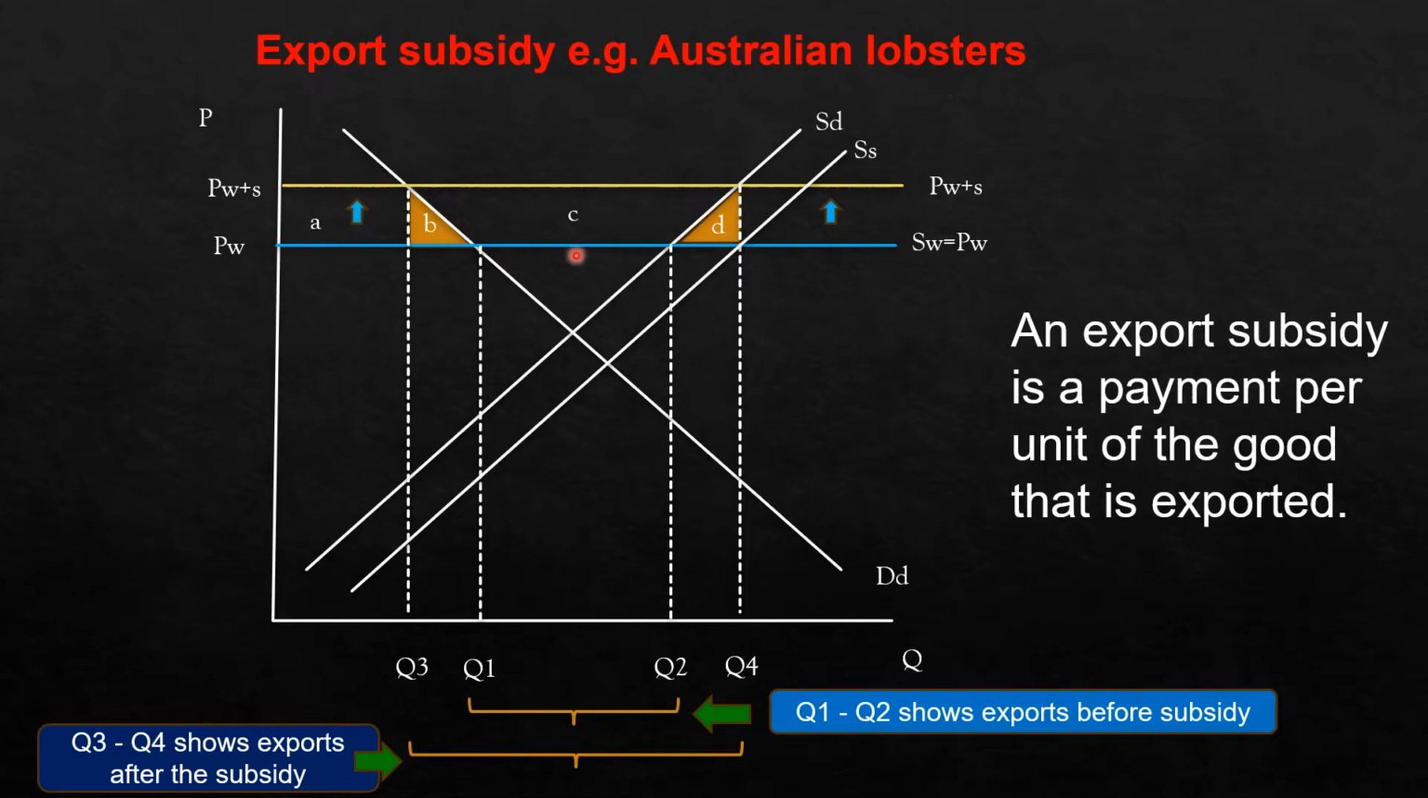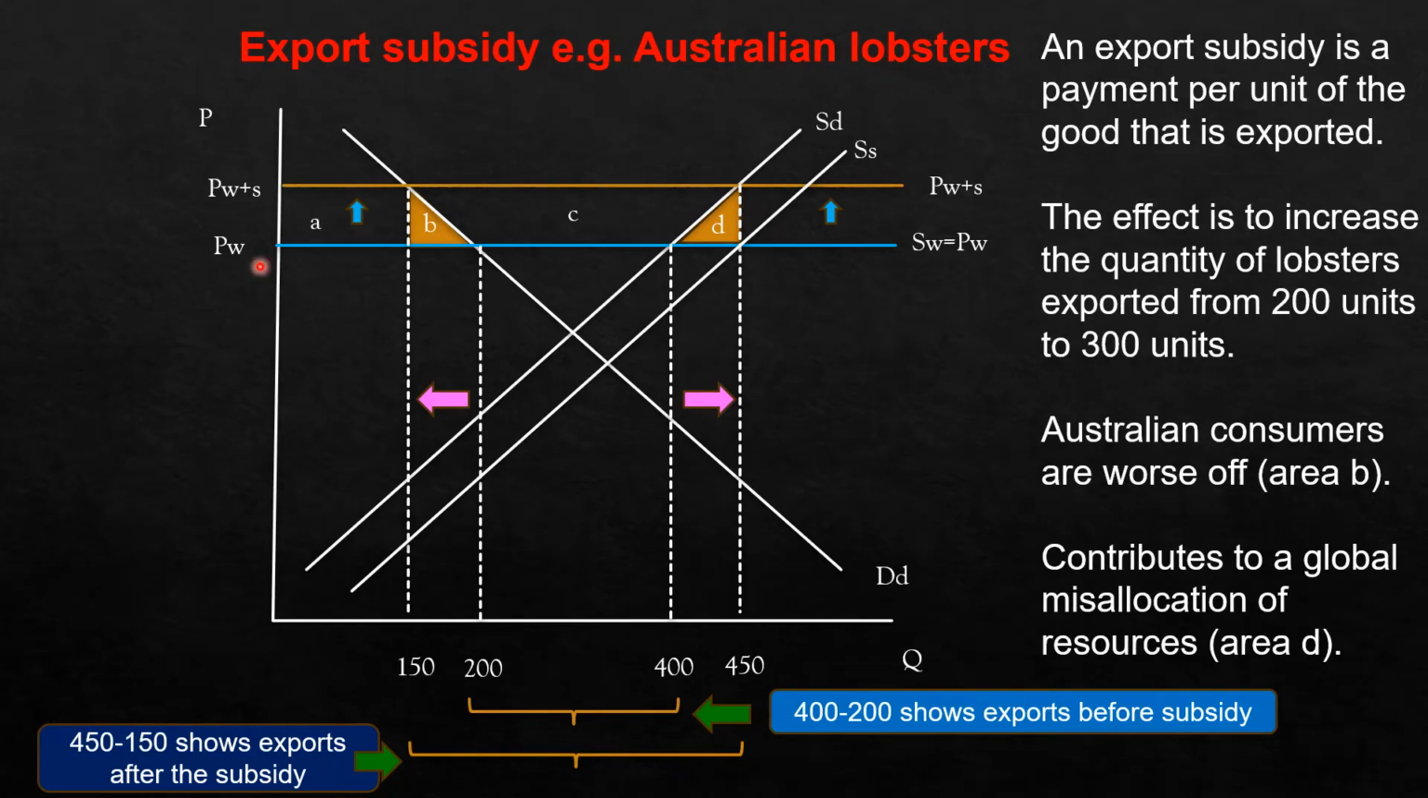As you can see, before trade, the world price is PW, and this would be above the domestic price, which is where domestic demand intersects with domestic supply. So once this country, Australia, opens itself up to trade, it becomes an exporter of lobsters. At the world price, domestic quantity demanded before the export subsidy is 200 and domestic quantity supplied is 400. So before the subsidy, there would be 200 units of exports.